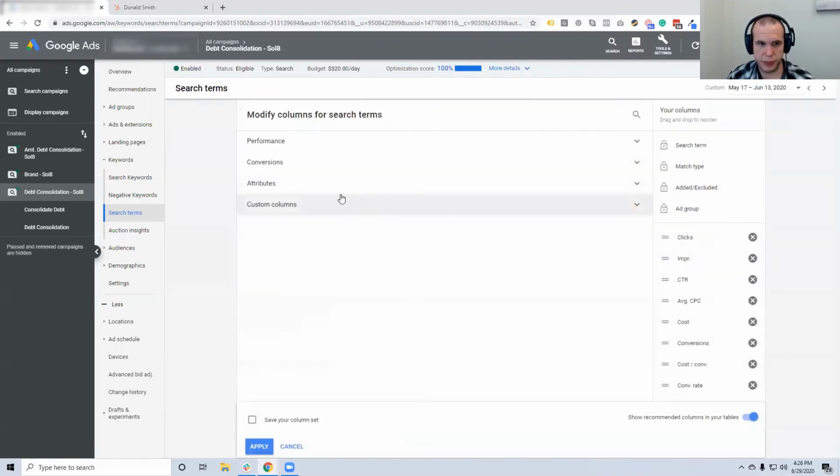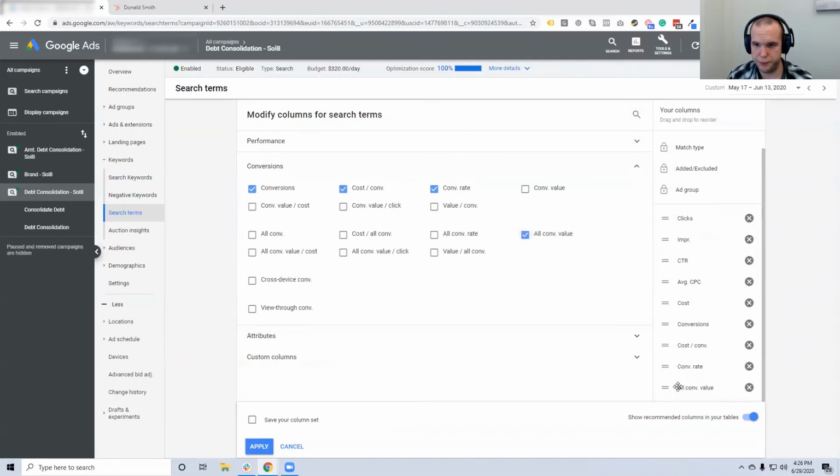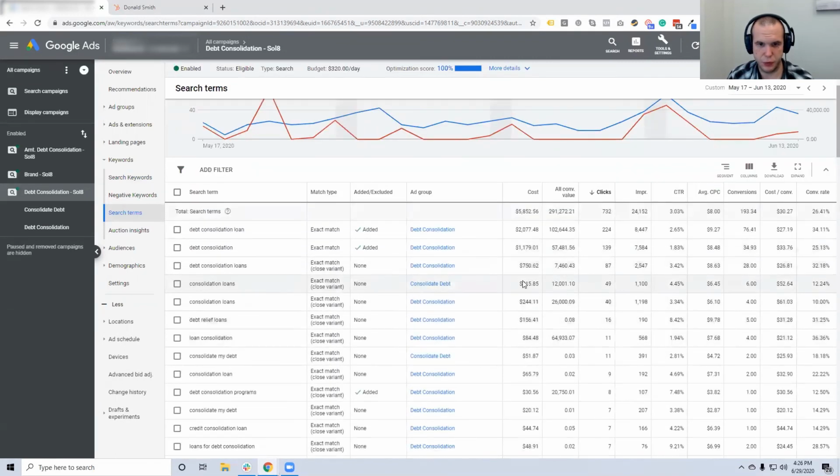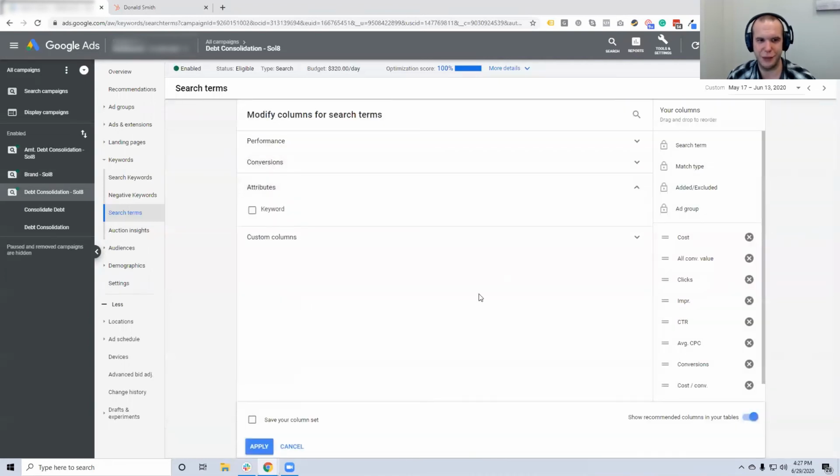Let me restructure my columns: conversion, all conversion value. Look at all conversion value by cost here. What we found out is, there we go, debt consolidation programs, for example. You can see this one has been added because we found out that we spent $30 and made 20,000 in closed loans. Well, that's a really, really good ratio for this client. So what I did is we hopped into their campaign and I actually added debt consolidation programs as a positive keyword, because what was interesting is we actually weren't trying for that keyword.